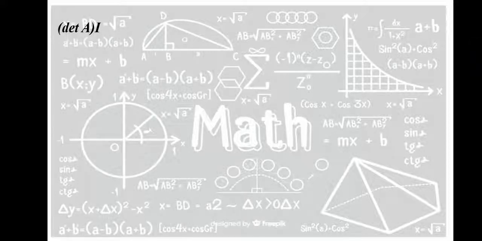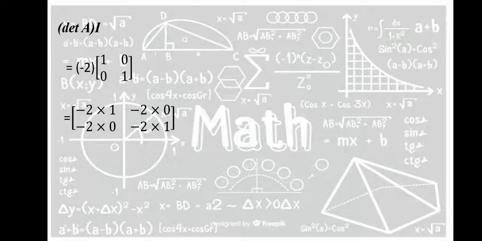Third equation is determinant of A multiplied by identity matrix. Determinant of A is -2 and identity matrix is equal to [1 0] in the first row and [0 1] in the second row. So -2 is multiplied with the identity matrix, so it will become -2 multiplied by 1, -2 multiplied by 0, -2 multiplied by 0 in the second row, -2 multiplied by 1 in the second row. So the equation will become [-2 0] [0 -2].